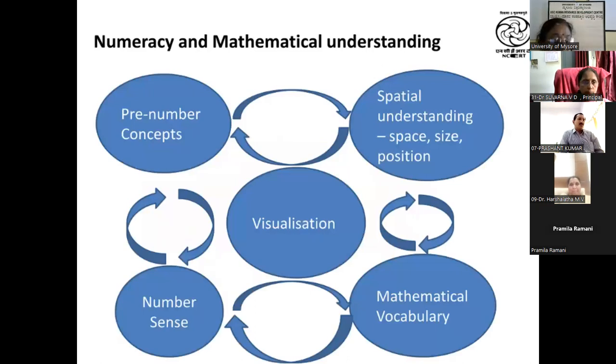Now, numeracy and mathematical understanding. So we'll have to visualize, and through spatial understanding, we can understand the space, size, and position. Position is with respect to those 4 quadrants. And mathematical vocabulary. This is very, very important. Instead of saying that when we divide 8 by 4, we get 2, we'll have to say the quotient is 2. Right? The quotient is 2. The factors are these. The LCM is this much. Right? So we'll have to use the actual mathematical terms.